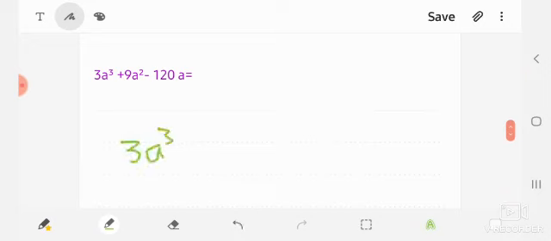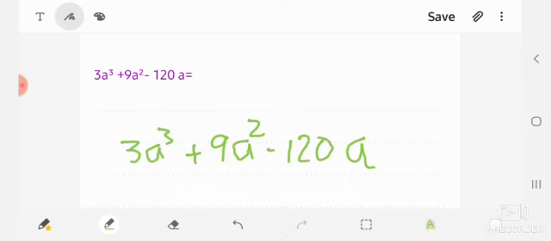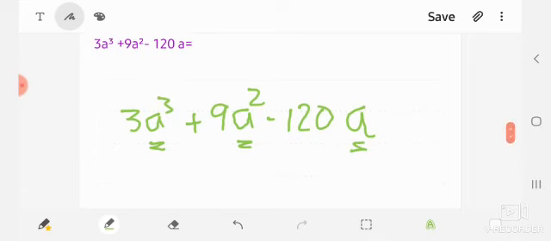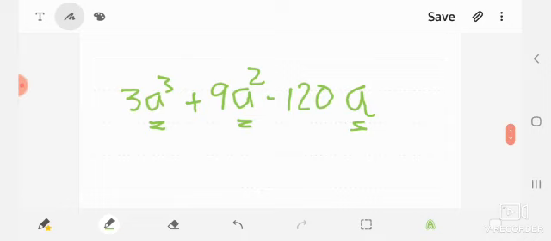3a cubed plus 9a squared minus 120a. Look at this. I noticed that a is found in the 3 terms, so I have to simplify it. How to simplify this? Can you guess? Yes, HCF. I have to get the highest common factor. 3 here, 3 here, and 3 here. So the common factor is 3a.